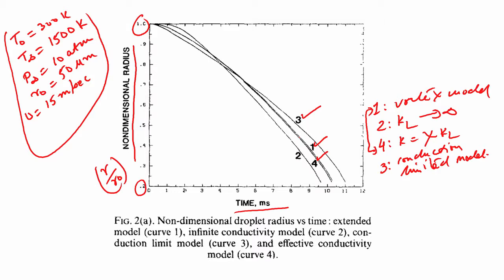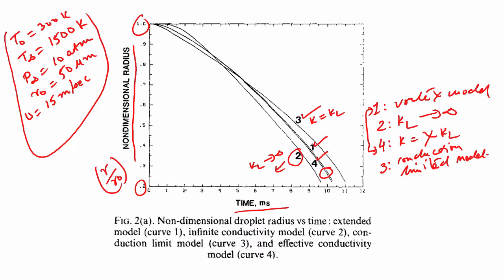And 2 is on the other side of the spectrum. That means it is a very high level of thermal conductivity. So it is natural that our results will fall somewhere in between these two limits. Why will number 3 be slow? That is because it is conduction limited. The only way that heat is transferred within the liquid phase is through conduction. So this is basically only conduction, K is equal to KL, and here you have KL approaching infinity.